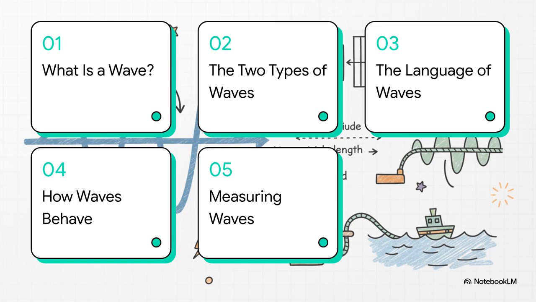So, here's our game plan. First, we'll start with the absolute basics, what a wave even is. Then, we'll dive into the two main types, learn the lingo to describe them, check out how they behave out in the real world, and finally, see how we can actually measure them.